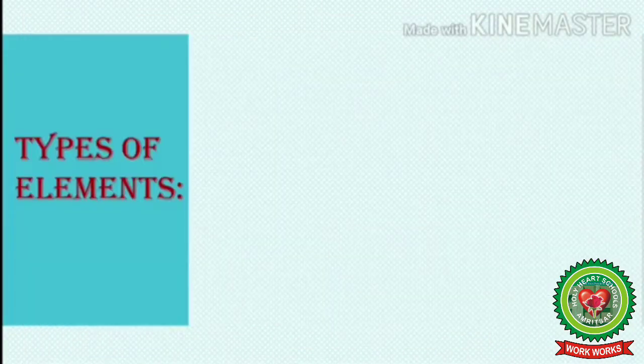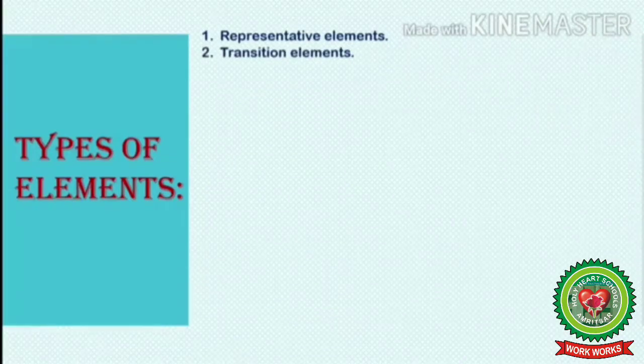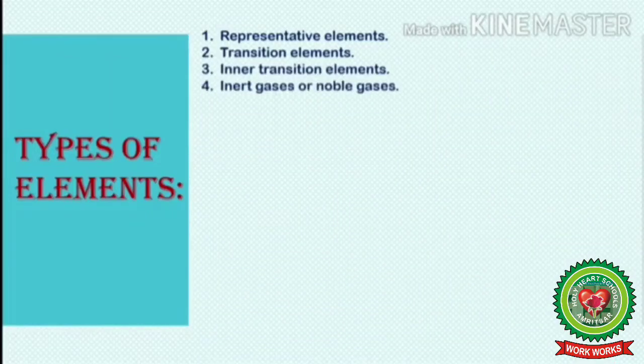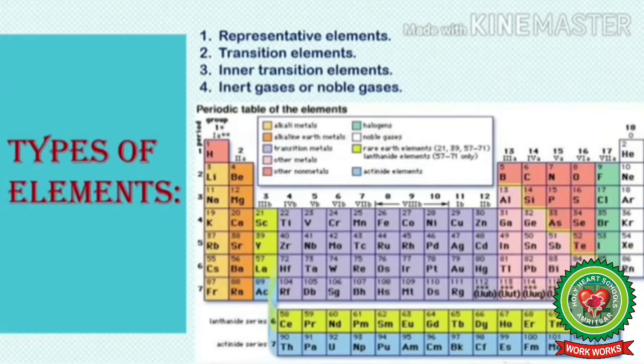Let us study various types of elements. First type of element is representative elements. Second is transition elements. Third is inner transition elements. And fourth is inert gases or noble gases. Now let us discuss these elements with the help of the periodic table.